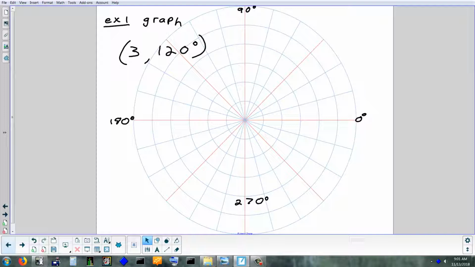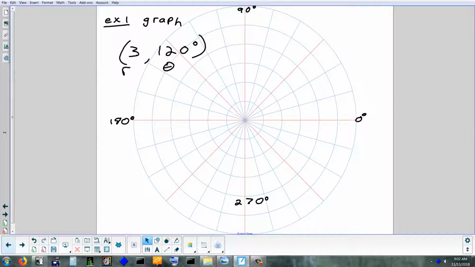All right, so let's just start with the r and the theta. What's r here? 3. And theta? 120. Now, theta can be in radians. Most people have an easier time if they change radians to degrees. But I don't care how you do it as long as you put the dot in the right spot. So, r is positive. So I'm going to start from the pole and move 3 units which way? Left or right? Yep. To the right.